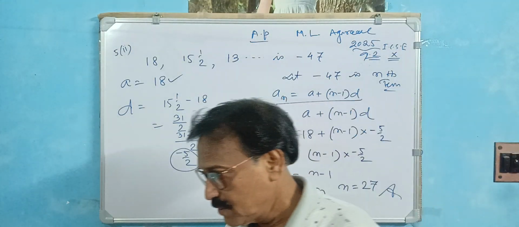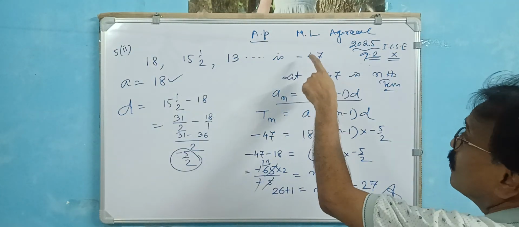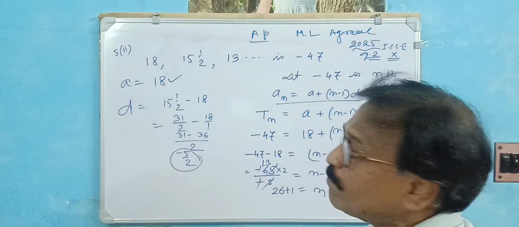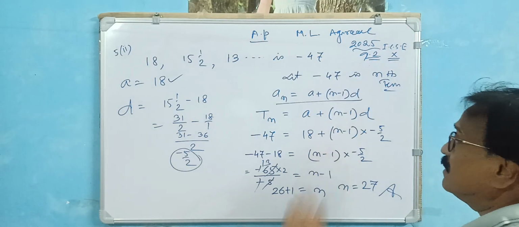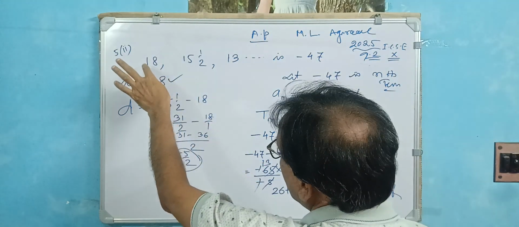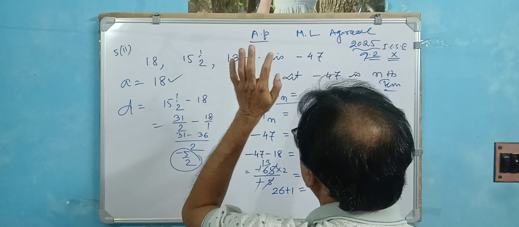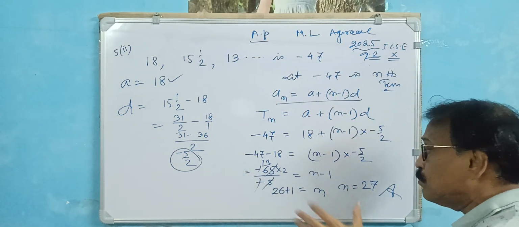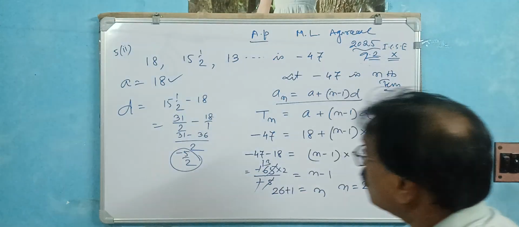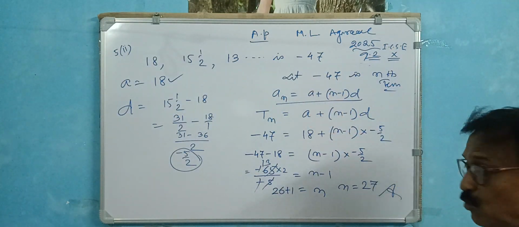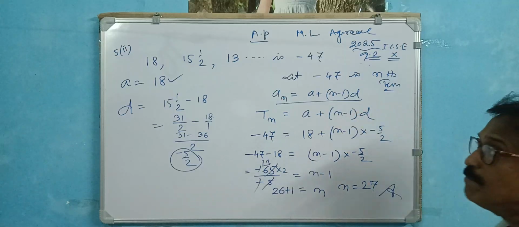So minus 47, what is the number of terms? The n is 27. The 27th term is minus 47. This is the first term, second term, third term, suppose the fourth term, fifth term, up to this minus 47. Which term? 27. So minus 47 is the value of the 27th term. That is the main concept.